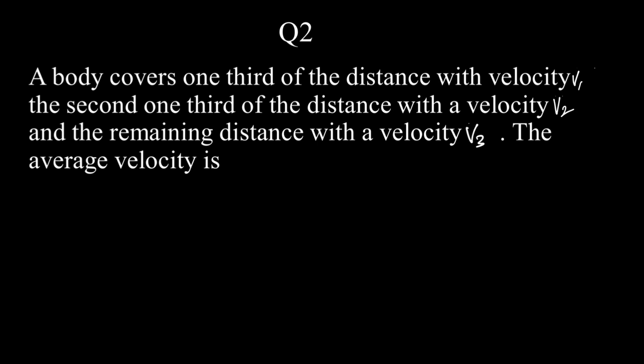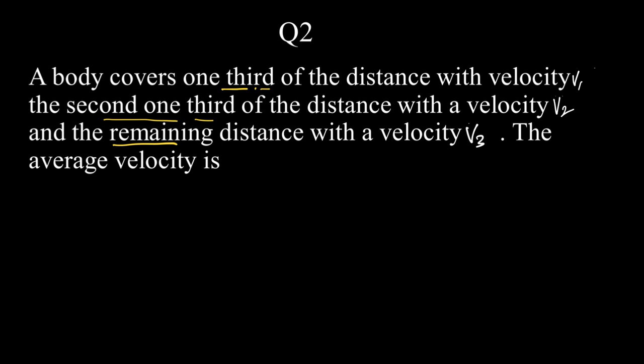Okay, so this is a very similar question to the one that we did some time ago, that is question number one, which is based on the motion of a body from point A to point B in equal intervals of time, right? Here, instead of equal intervals of time, we have been given equal distance: one third of the distance, the second one third distance, and the remaining one third. So I would suggest you pause this video, take down the question and try solving it.